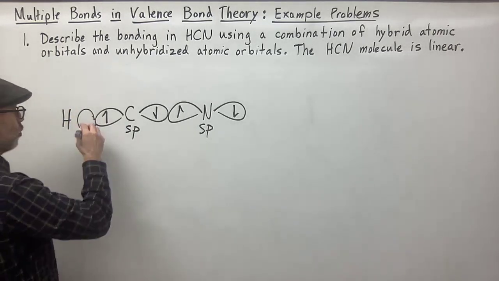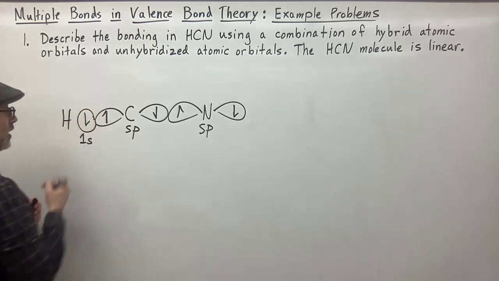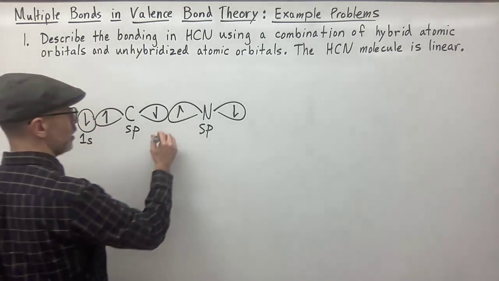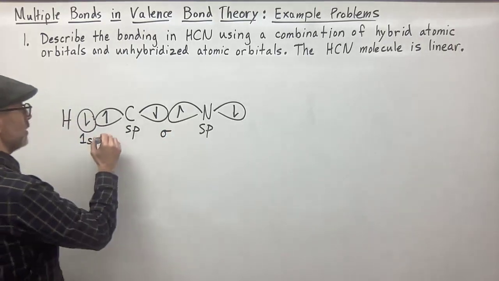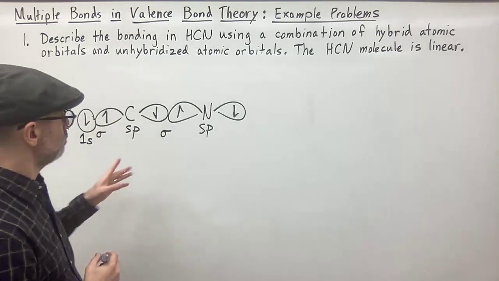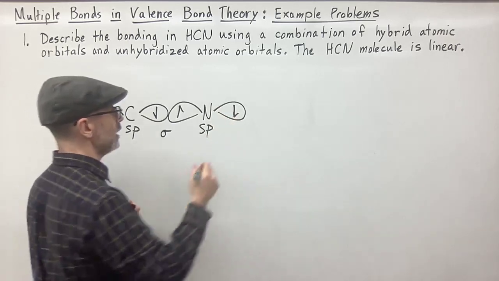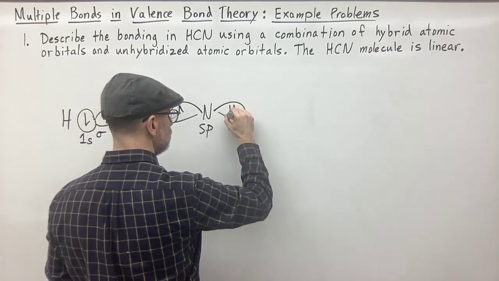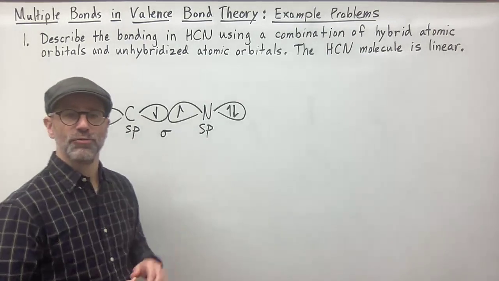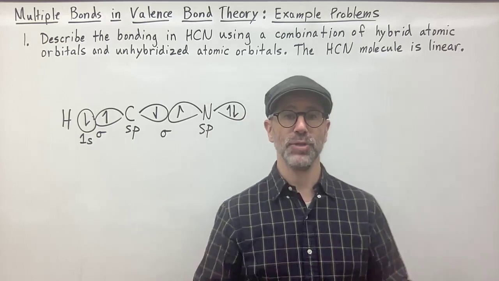This is the 1s orbital, and there's going to be an electron there. So here we have a sigma bond. So here we're going to have a sigma, and here we're going to have a sigma as well. And then here, we're going to have a lone pair for the nitrogen. And so that way we're setting this up for our sigma bonding structure as we did before.